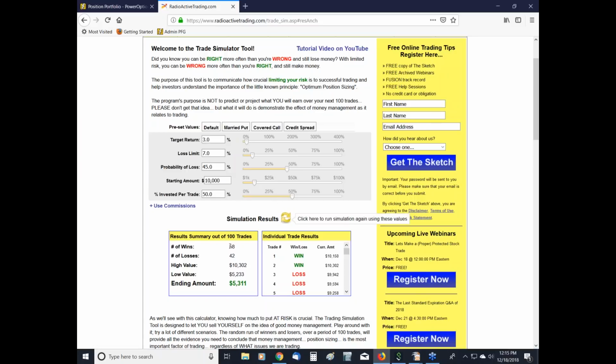Where's that going to leave you? Well, even at 58 wins, 42 losses, taking that 7% if you're lucky, takes you down almost 50% of your portfolio. It's not the proper structure.